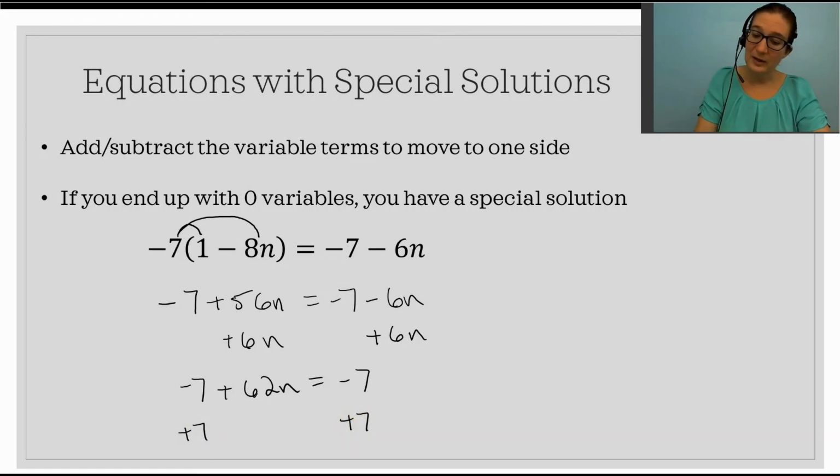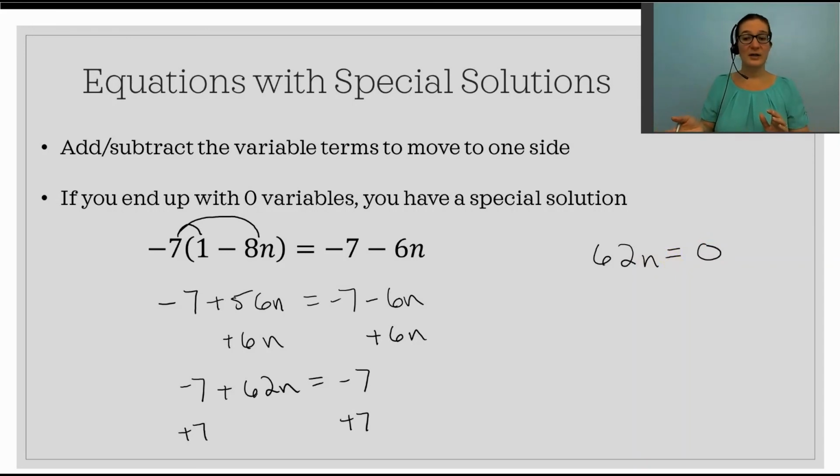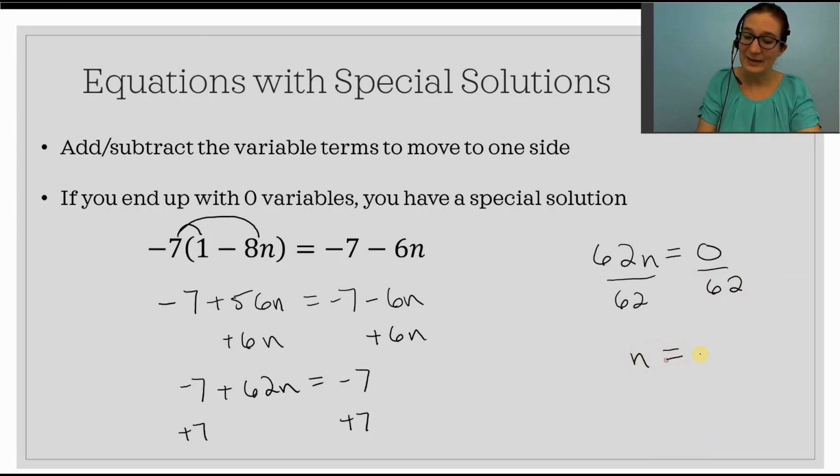I'm going to rewrite up here so I have space for my last step. That gives me 62n is equal to 0. So the important part here is that I still have n's, and I can still do one more solving step to figure out what n is equal to. I will divide by 62. So I'm dividing 0 into 62 pieces of nothing. And so n is equal to 0.